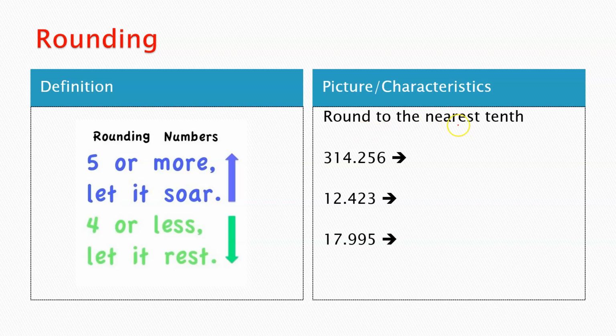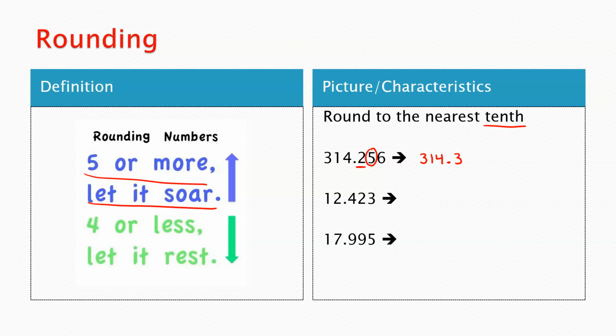So here, it says round to the nearest tenth. Now, be careful. Take a look at these examples. Tenth, that is the first place after the decimal. Then we have hundredths. Then we have thousandths. So that's the third place. If we're trying to round to the nearest tenth, here's the tenth spot. What we have to do is look to the right of it, and I see that it's the number 5. Well, if it's 5 or more, we're going to let it soar. That means that that 2 is going to get rounded up into a 3. So this is now going to be 314.3. We round that up to a 3. Everything else we get rid of.